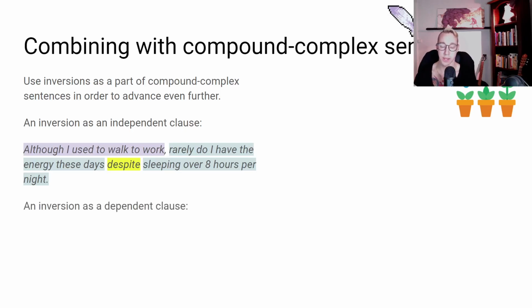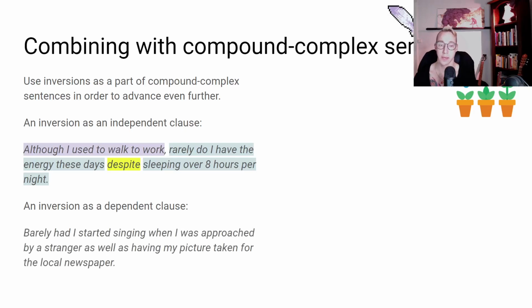Let's look at a second example where we use an inversion as a dependent clause. And in this case, I haven't color coded it because I'm pretty sure you guys know how to do this. Here it says, barely had I started singing when I was approached by a stranger, as well as having my picture taken for the local newspaper.